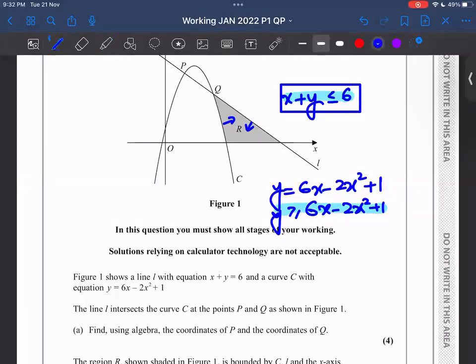Then we have the x-axis as well. They have mentioned the x-axis as well. So it is above the x-axis. What is the equation of the x-axis? It is y equal to 0. So now it becomes y is greater than or equal to 0. So these are the three inequalities which we have as the answer for part B here. All right.